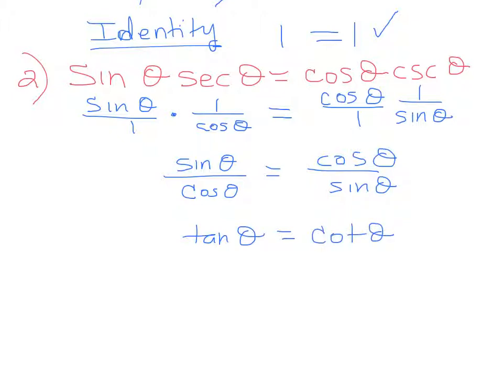So is the left side equal to the right side? The answer is no. So you put just a line crossing out that equal sign. They're not equal. So here we just put not an identity. Okay, now you go ahead and try number 3.